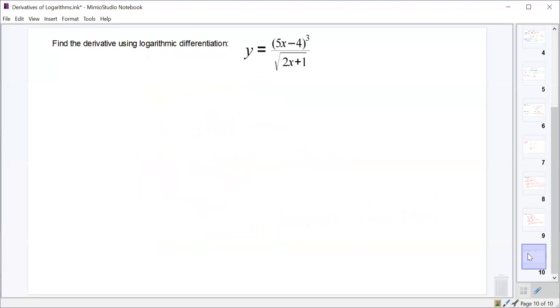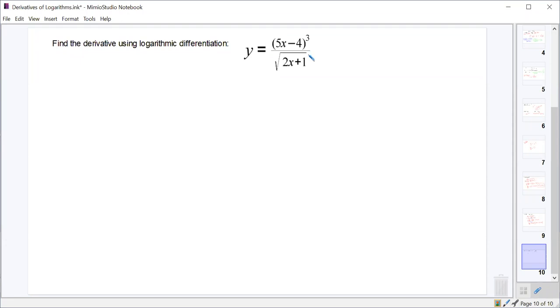All right, let's take a look at one more, and we're going to use this idea of logarithmic differentiation, which is what we've been doing in the last two, x to the x and sine x to the x, to differentiate this function, which we already know how to differentiate, right? What rule would we normally use to differentiate this? Quotient. Yeah, we'd use the quotient rule, right?